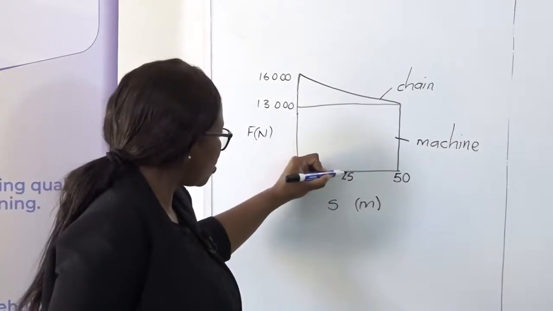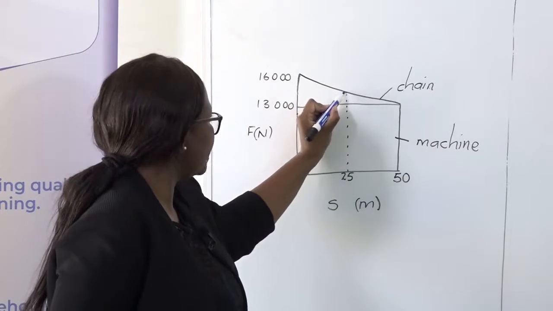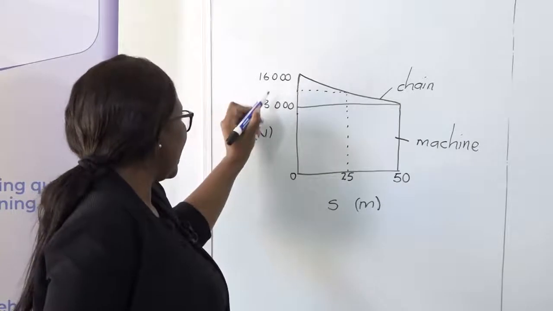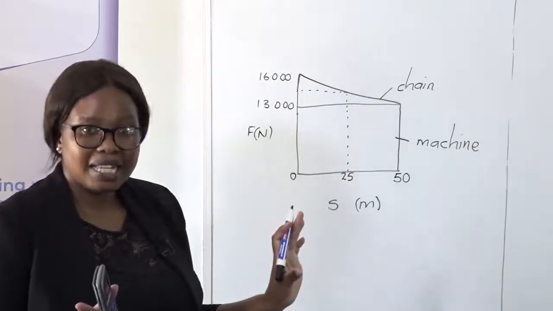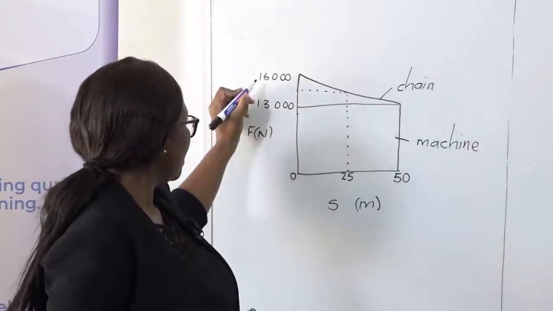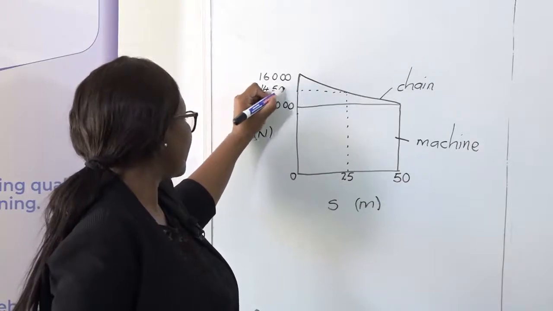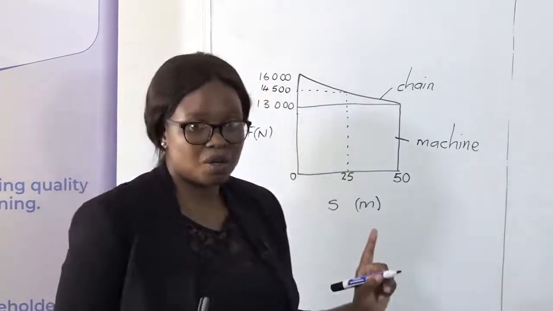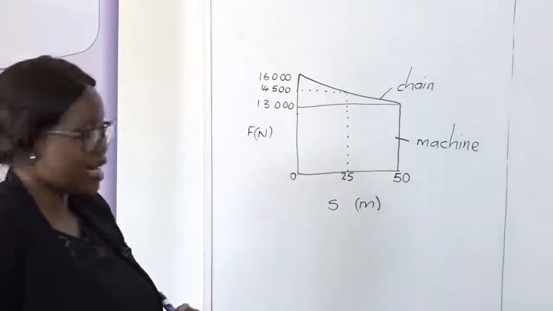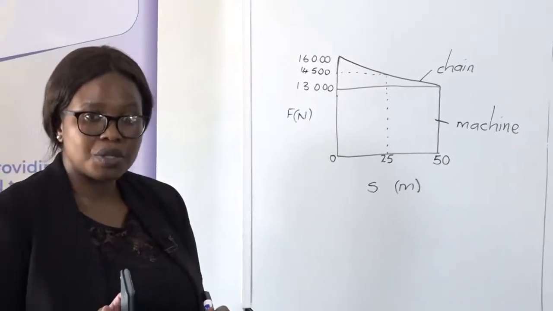So with your ruler and your pencil, I want you to dot a line where it ends, then you turn here. You are guided by this, that our answer is between 16,000 and 13,000. So here, let's say probably it's 14,500. We need to prove it by calculating it, right?